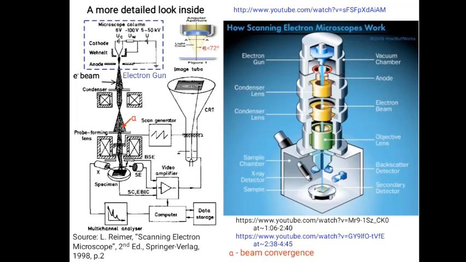The field emission gun consists of a tungsten wire with a very sharp tip. An electron beam is emitted by electron emission. The small tip radius produces a focused electron beam and improves the electron emission. Now the field emission gun requires a higher vacuum as compared to the thermionic emission gun.